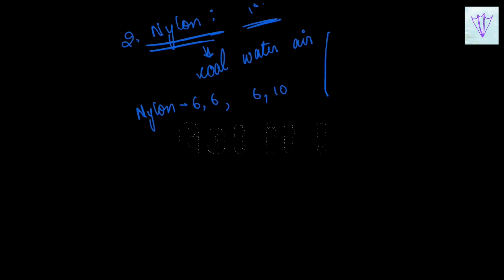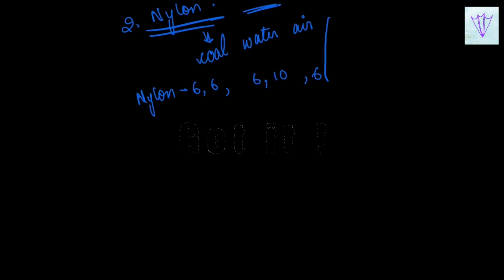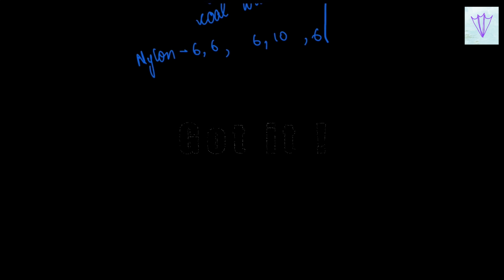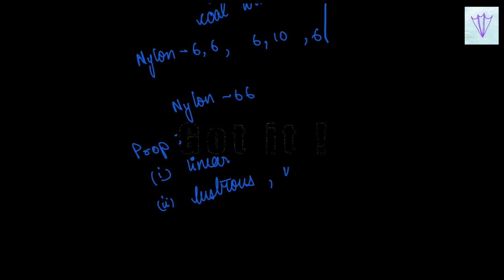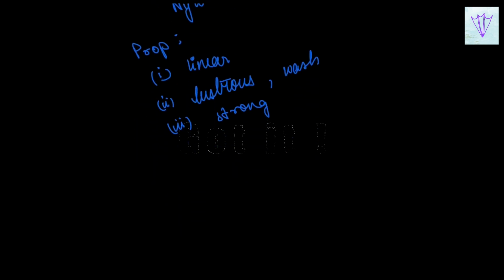Nylon 6,6 or 6,10 or nylon 6 are some of the variants of nylon, and the most common variant of nylon is nylon 66. The properties of nylon are: first, it is a linear polymer, and it is lustrous and easy to wash. Next, it is strong and water resistant, and it is light, wrinkle resistant, and can have a permanent crease. It is elastic and durable and resistant to attack by insects or moths.